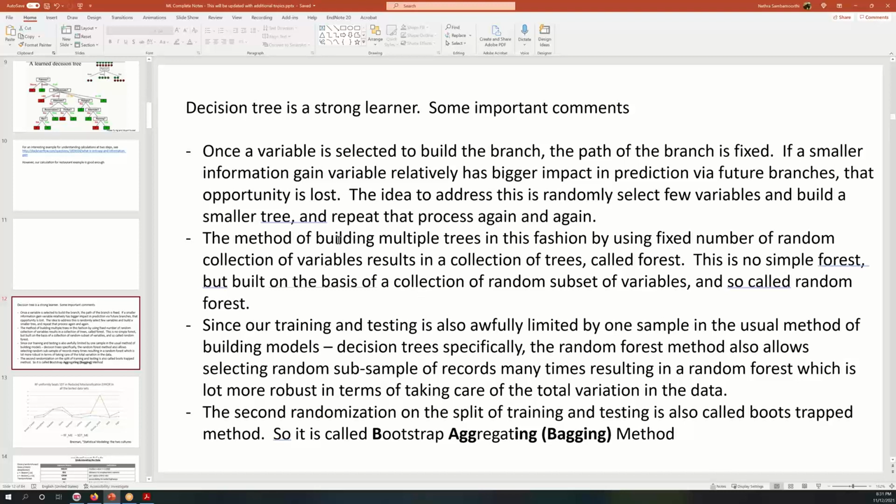The problem is, once a variable is selected to build the branch, the path of the branch is fixed. Okay? Once the branch is built, the path of the branch is fixed. If a variable with relatively smaller information gain has a bigger impact in prediction via future branches, that opportunity is lost in the big decision tree. So, in order to address this problem, what random forest does is, you know what? We don't need to build one decision tree. We'll make lots of decision trees and make it into a forest where most of the trees are, most of the branches are, we'll give a lot of weight for that. Does that make sense?